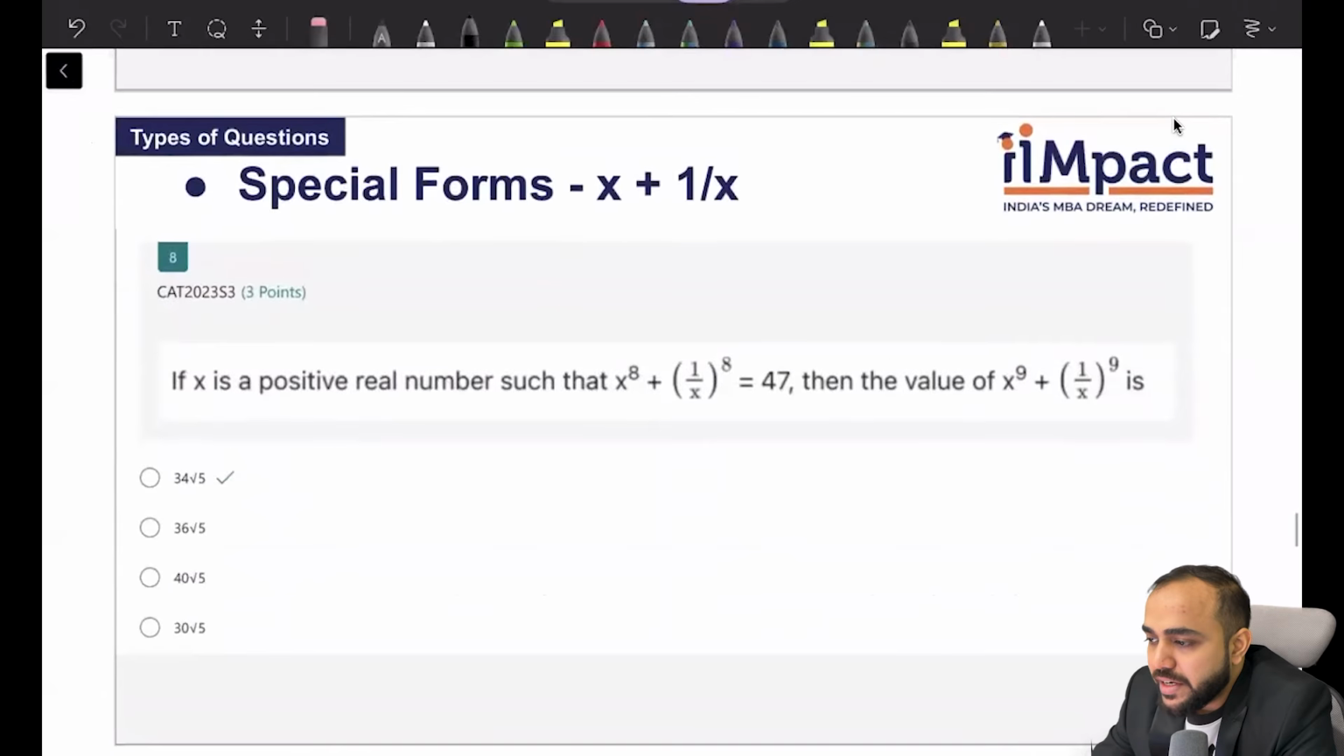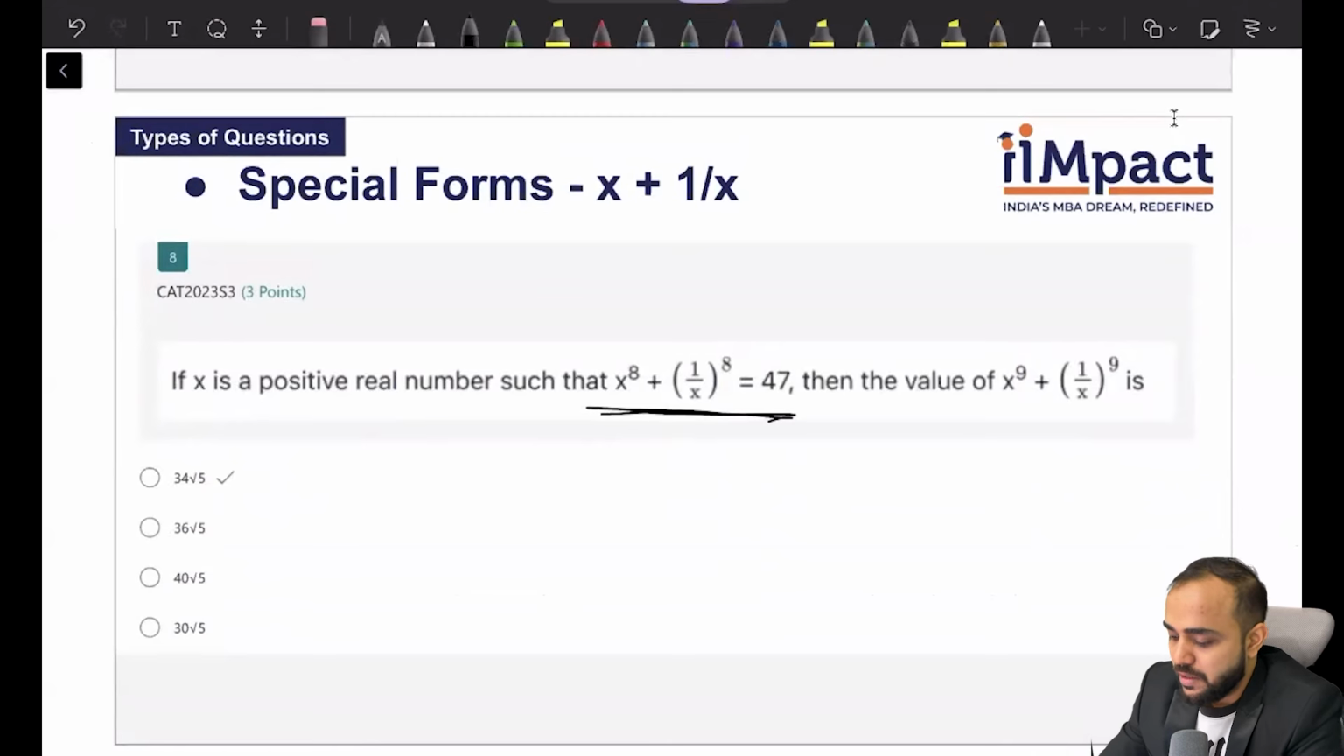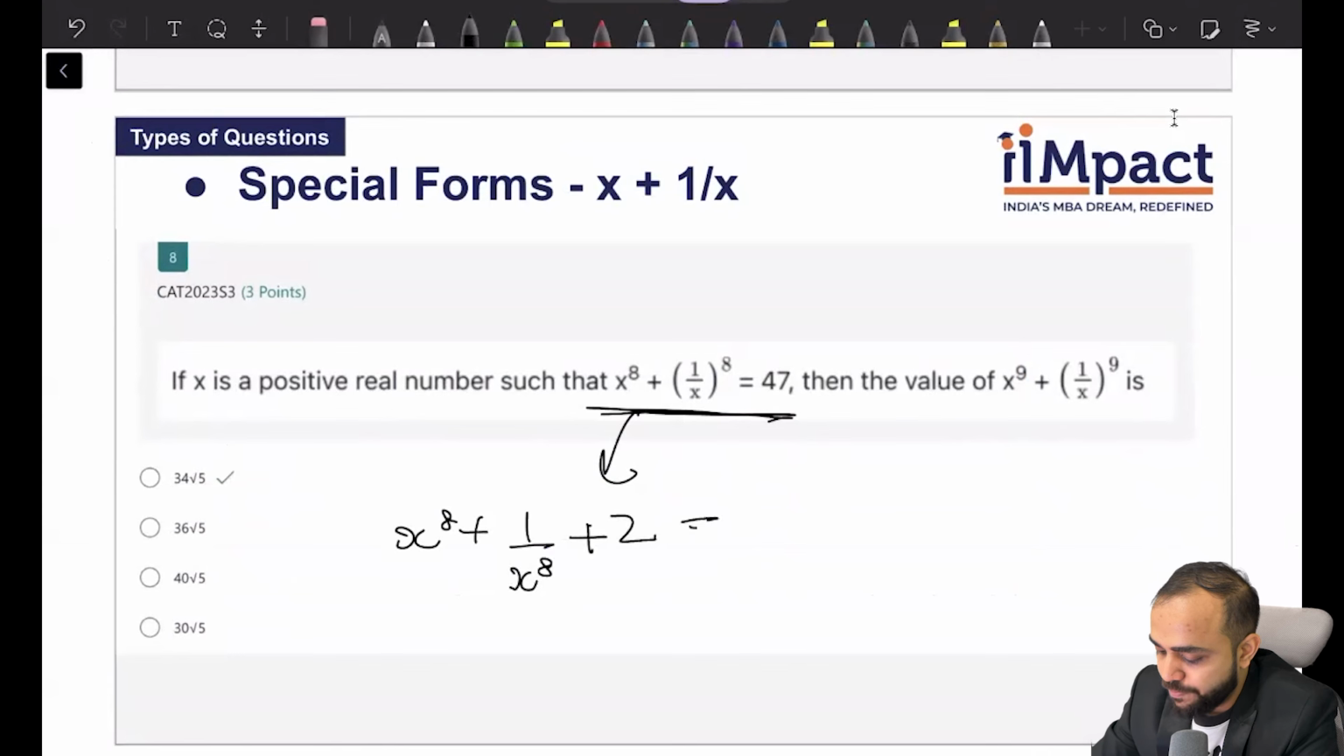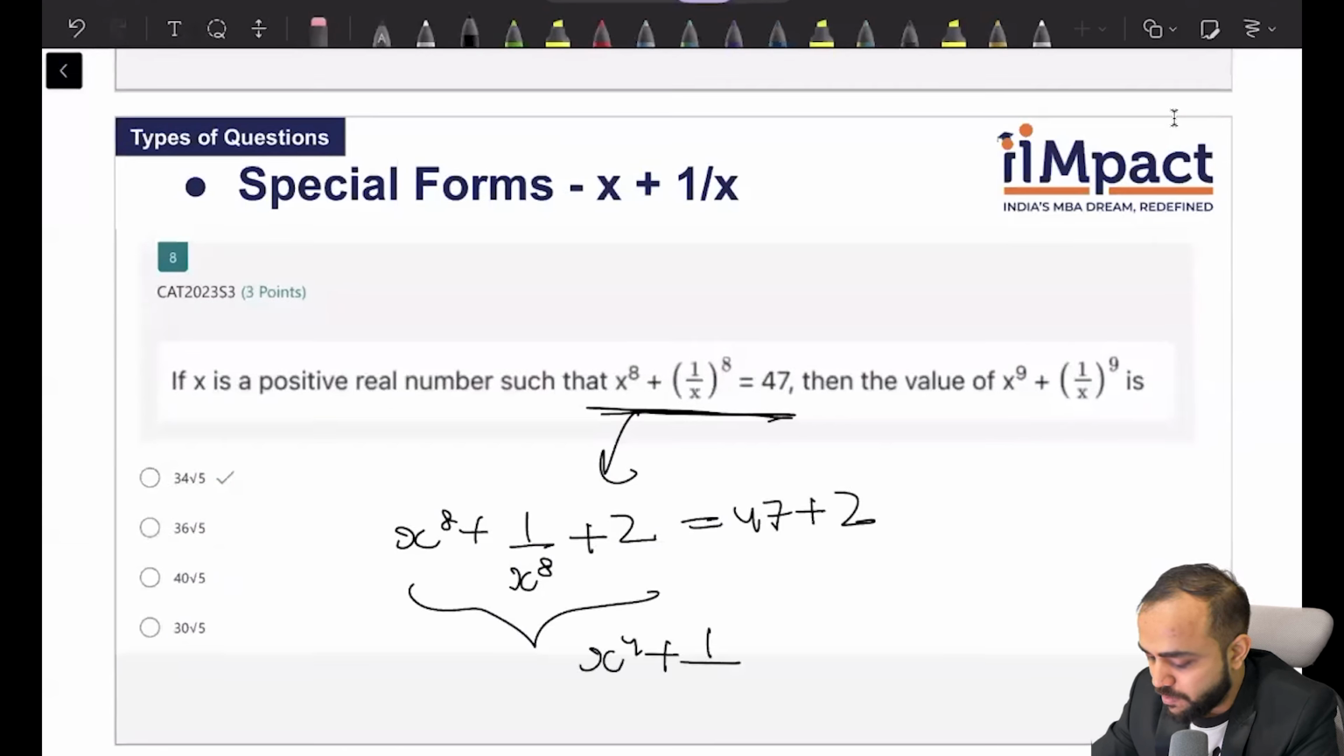All right, great. So finally, we are in the special forms question. X plus 1 by x is a very, very common sort of question that is eventually asked. Somewhere you do end up seeing this. The idea is simple. You will convert this back. X to the power 8 plus 1 by x to the power 8 plus 2 is equal to 47 plus 2, and this will become x to the power 4 plus 1 by x to the power 4 whole square, which is equal to 49.